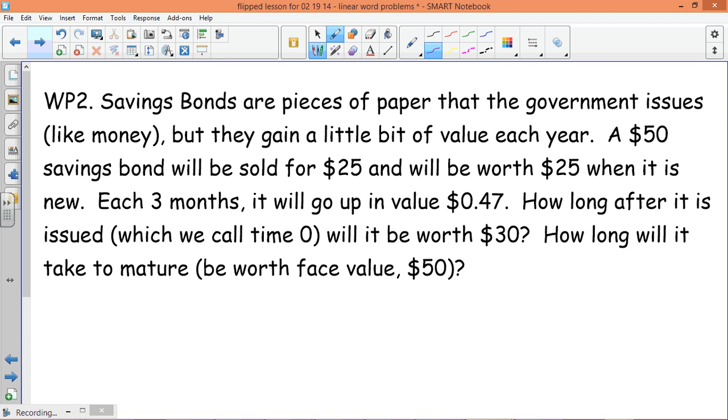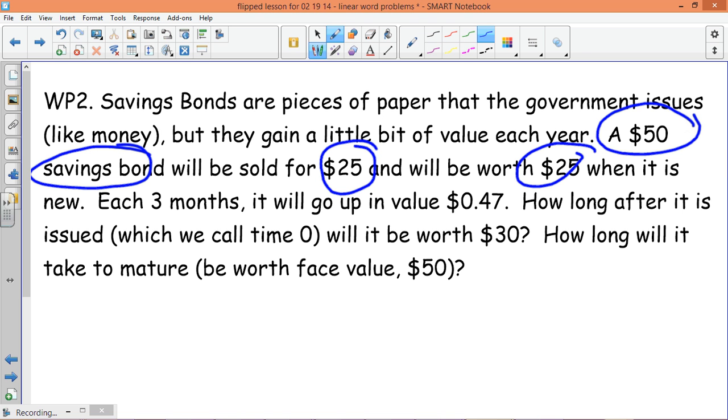Savings bonds are pieces of paper that the government issues, like money, but they gain a little bit of value each year. And some of you probably even have savings bonds right now. A $50 savings bond will be sold for $25 and will be worth $25 when it's new. Each 3 months, it will go up in value 47 cents. How long after it is issued, which we call time zero, remember, time zero is the beginning time usually, how long after it's issued will it be worth $30? How long will it take to mature?